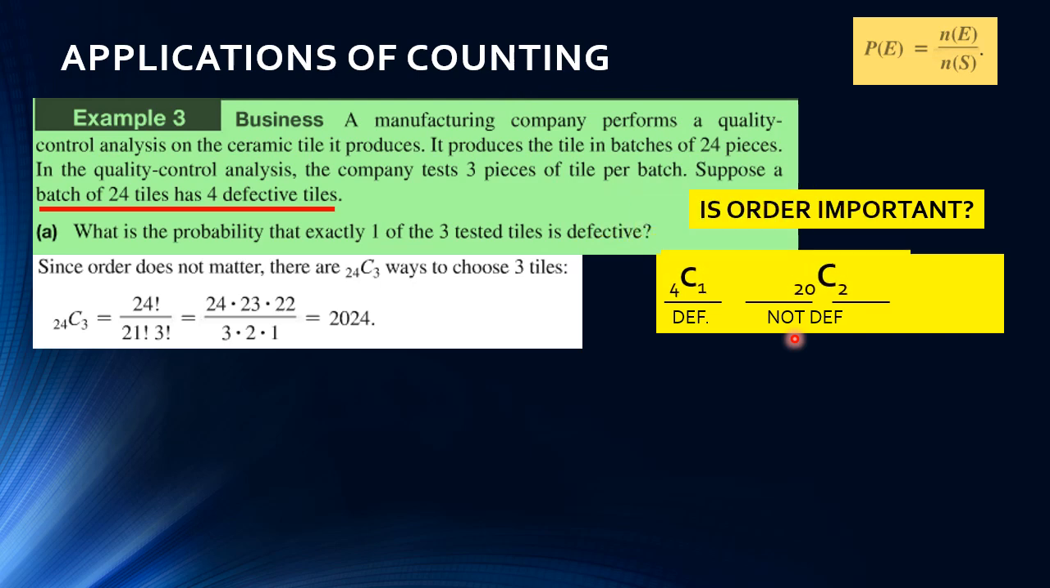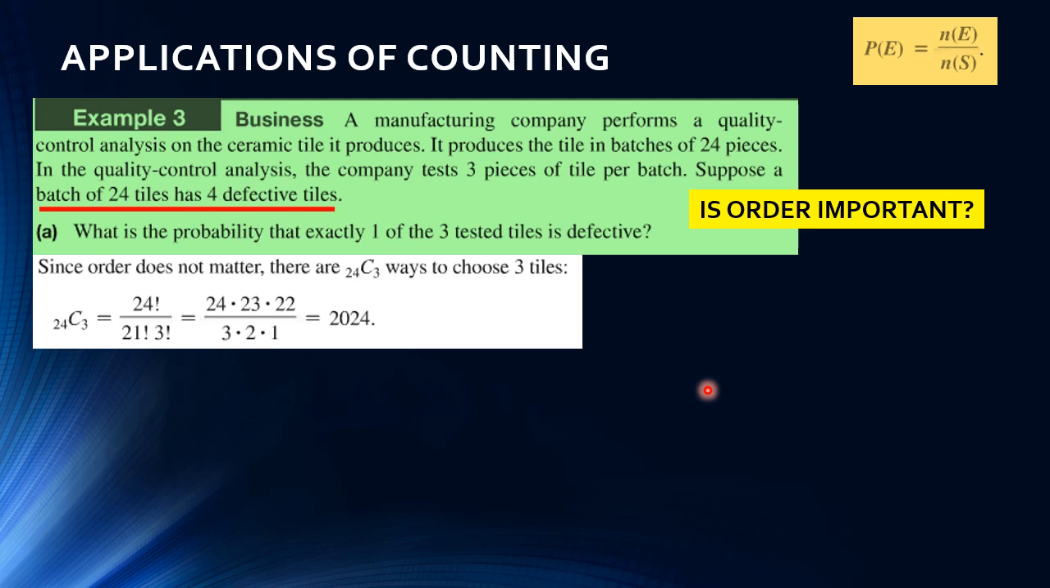So here I'm doing a multiplication principle. I have the combination of 4 things taken one at a time to select the defective tile. And since I want 2 to be non-defective, I have 20 non-defective tiles and I'm going to pick 2 of them. All right. So again, to me, the hangman really helps me think through the problem, where sometimes just writing down these combinations is a little bit more confusing.